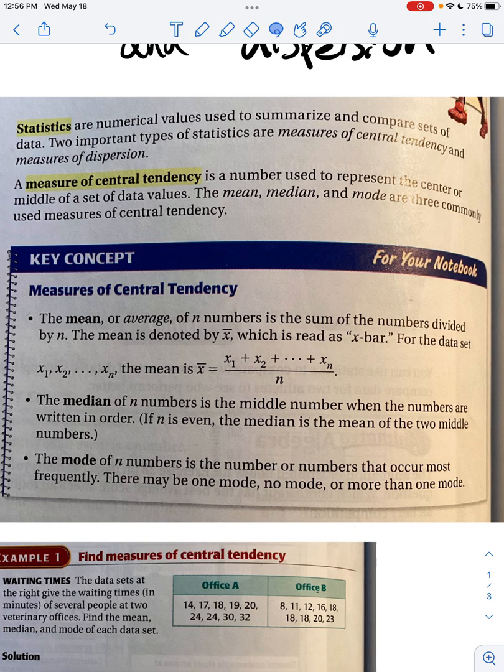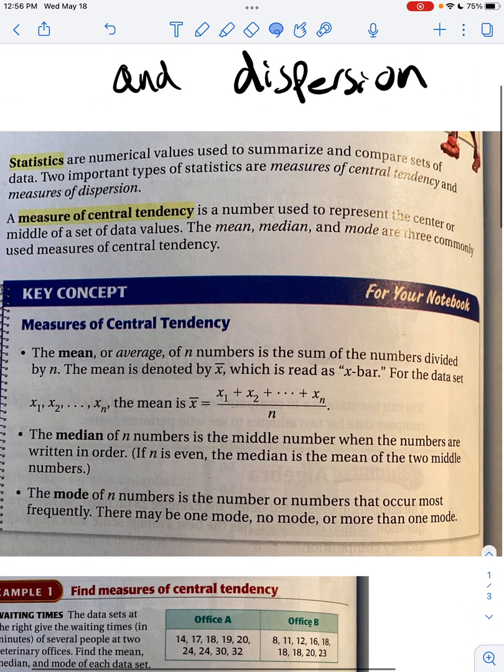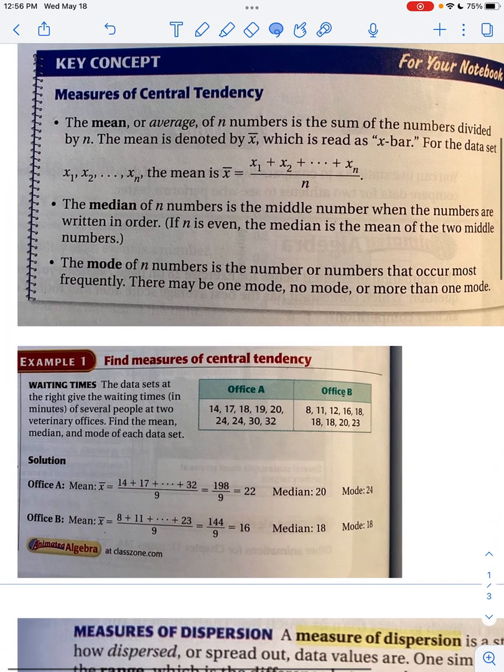The mean is the average. You add them up, divide by how many pieces of data. The median is the middle, and the mode is the most common. So you should have some background knowledge with that. So again, what we're going to look at is really comparing some of the different measures of central tendency.